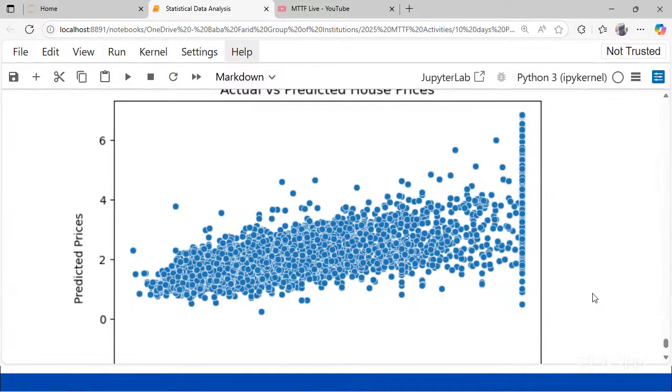Hello, sir. Hello. Sir, in that model there is a plot of points. So how can we interpret that, sir? Just a minute, I have to share the screen.